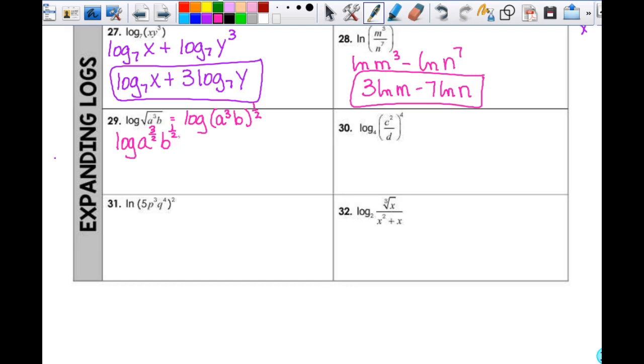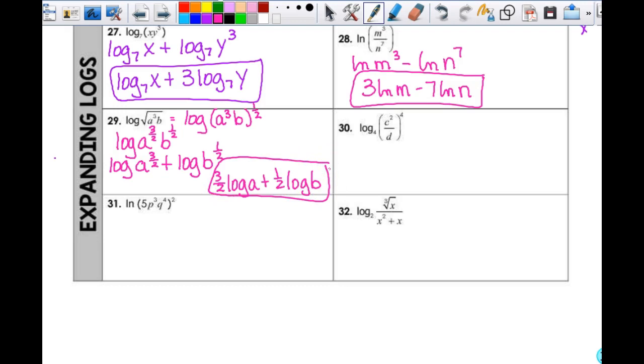Everybody with me? Ask me a question if you're not sure where something came from. So now I'm going to use my product rule. These are being multiplied, so I can make that into log of a to the 3/2 plus log of b to the 1/2. Can I go another step? Yes. So I'm going to bring that 3/2 out. So 3/2 times the log of a plus 1/2 times the log of b. Okay, are we good?